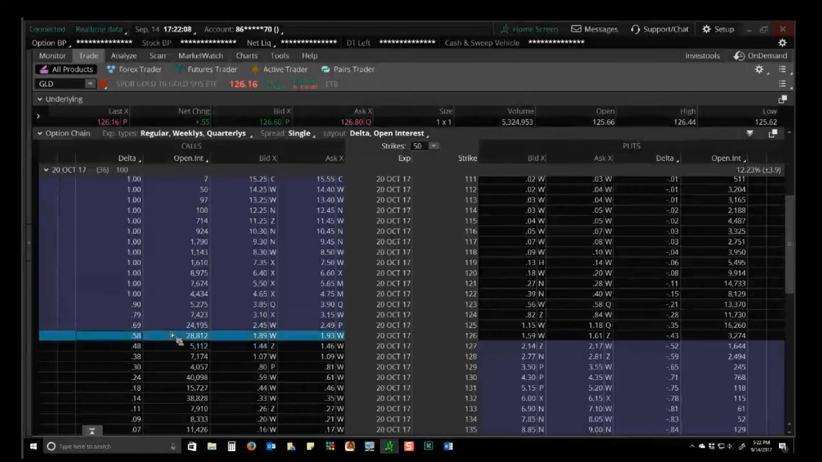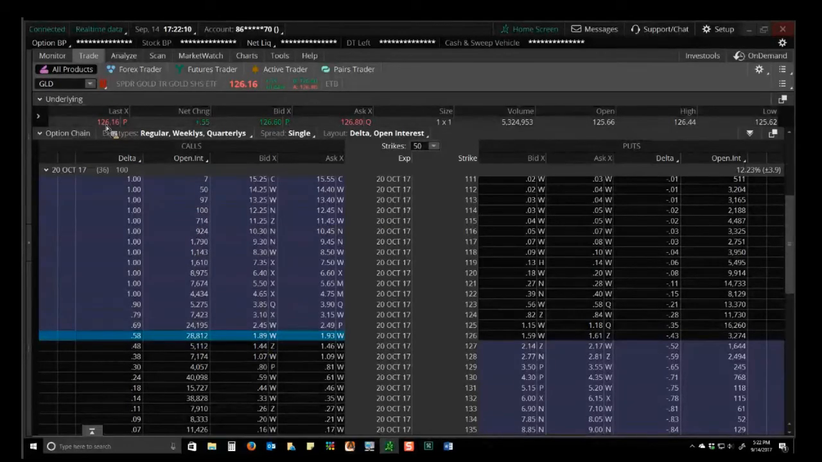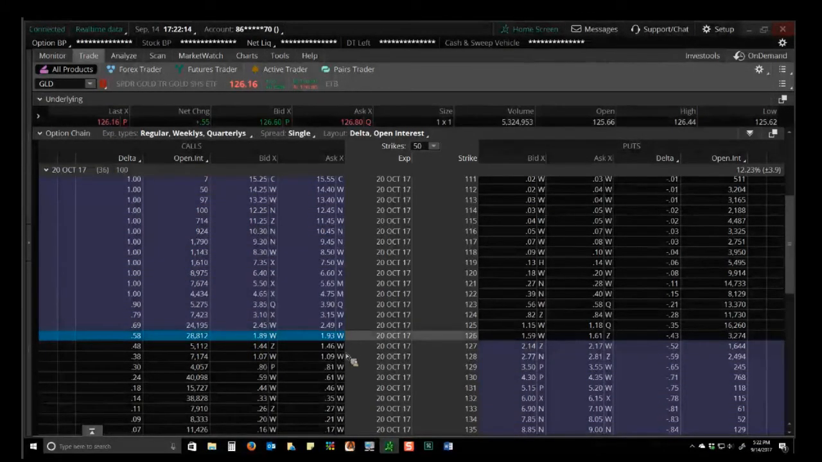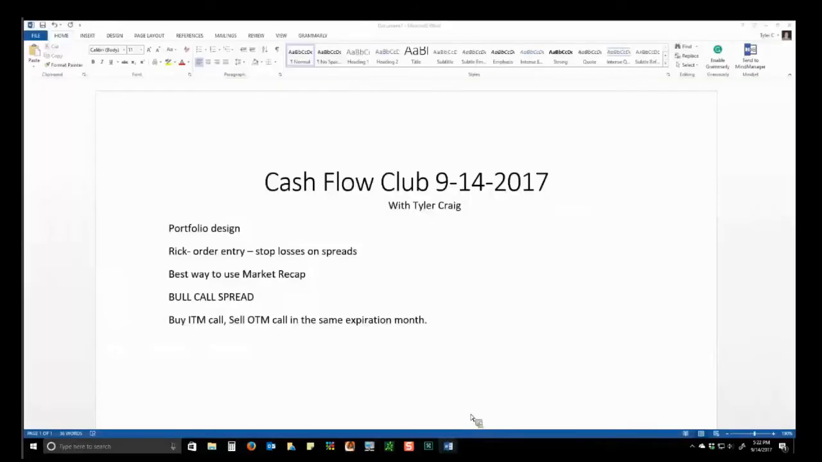If I bought the first strike in the money, I'd be buying the 126 strike. And then at a minimum, I would at least sell the 129 strike. So we could do a 126, 129 spread. The 126 call is going to cost us about $1.91. Let's say on GLD it's around 126.16. So let's say we buy the October 126 call for $1.91.